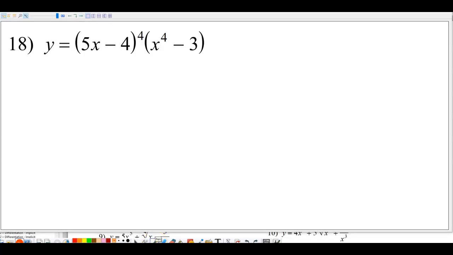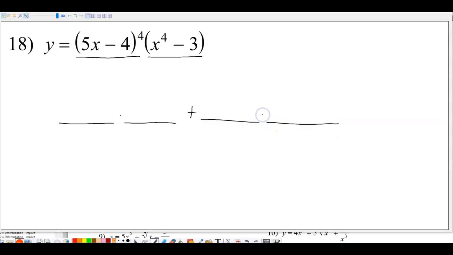Okay, so what do you guys see here? What rules can we apply? Well, I see two rules. I see something being multiplied by something, first of all. So that's a product rule. I'm going to call this A, and I'm going to call this B.